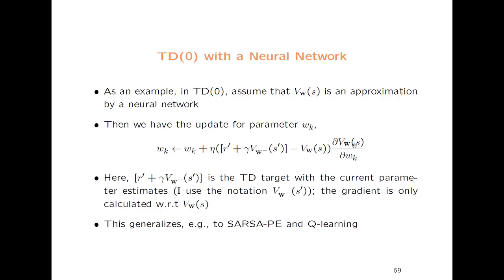Now, recall that this might be a neural network. So this is the TD target with the current parameter estimates. That's why I use this minus notation. And the gradient is calculated with respect to the V_W of S. And this generalizes to SARSA policy evaluation, Q-learning, and also the SARSA algorithm. So we always get these types of update rules for the parameters now in a value function or in a Q function, for example.